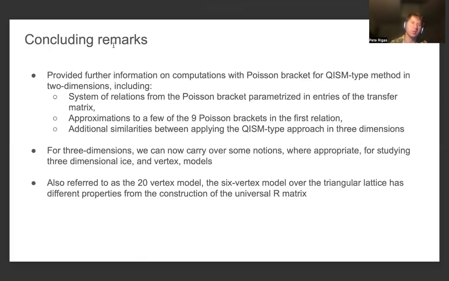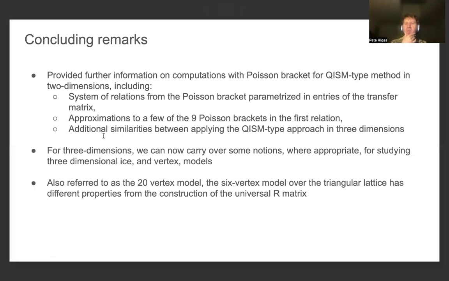And so like we had closed out in the last presentation, our concluding remarks were that we provided further information on computations with the Poisson bracket for QISM type methods in 2 dimensions. And we've been drawing a lot of connections and parallels and trying to answer different types of questions in this series for 3 dimensions and giving hints. But in 2 dimensions, these computations were relying upon the fact that we have a system of relations from the Poisson bracket that are parameterized in entries of the transfer matrix.